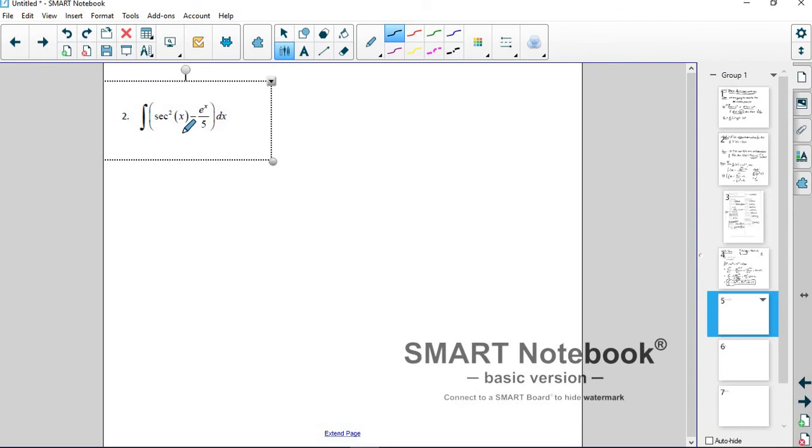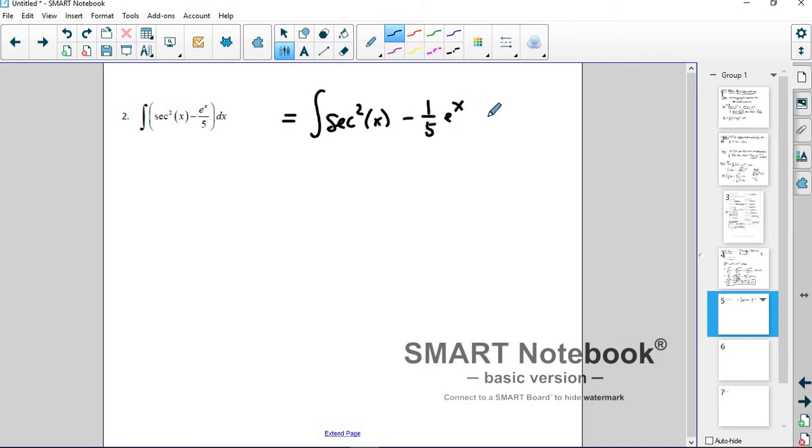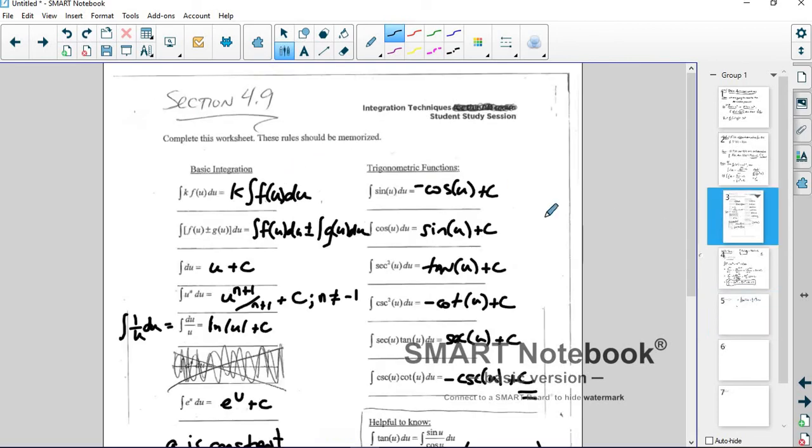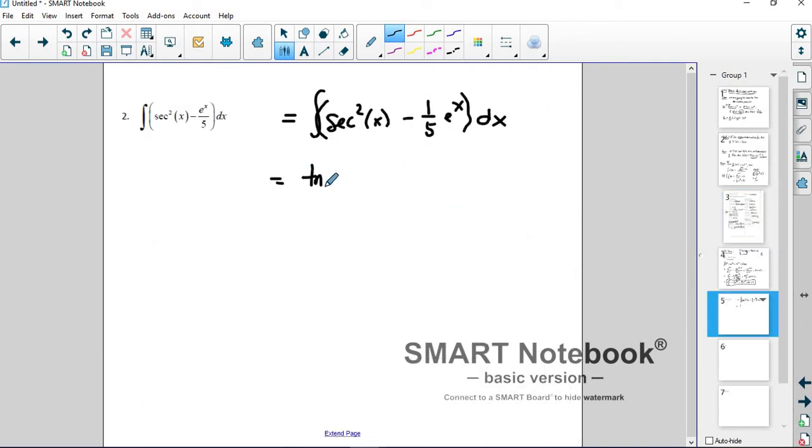Okay, here we go with secant squared x minus e to the x over 5. Remember that e to the x over 5 is the same as 1/5 e to the x, and constants just come along. So don't let that throw you off. It's not a quotient. Okay? And so if we go back to our rules, secant squared, the rule for that is tangent, and the rule for e is e. And so we end up with tangent of x minus 1/5 e to the x plus c. Got to have the plus c, but other than that, that's it.